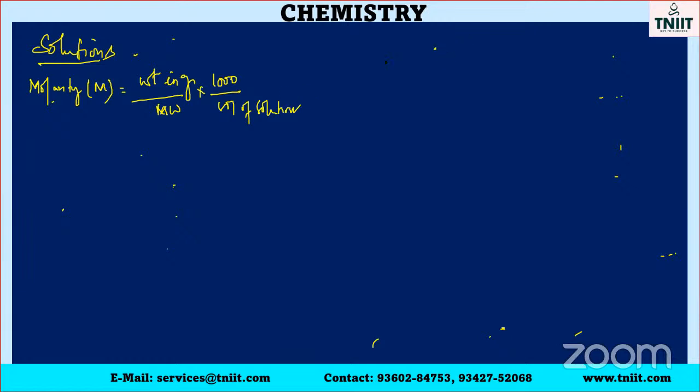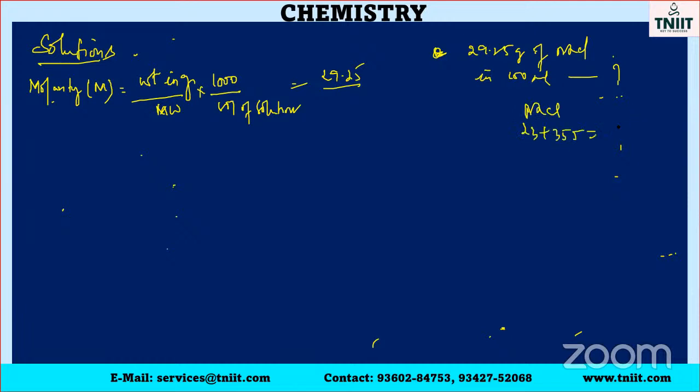For example, if they give you 29.25 grams of sodium chloride in 100 ml, and ask what is the molarity: 29.25 is the mass they've given. What is the molecular mass of sodium chloride? 23 plus 35.5, it will be 58.5. So 29.25 divided by 58.5, into 1000, divided by the volume they've given, which is 100. On simplification, you will get the molarity. So remember these formulas.